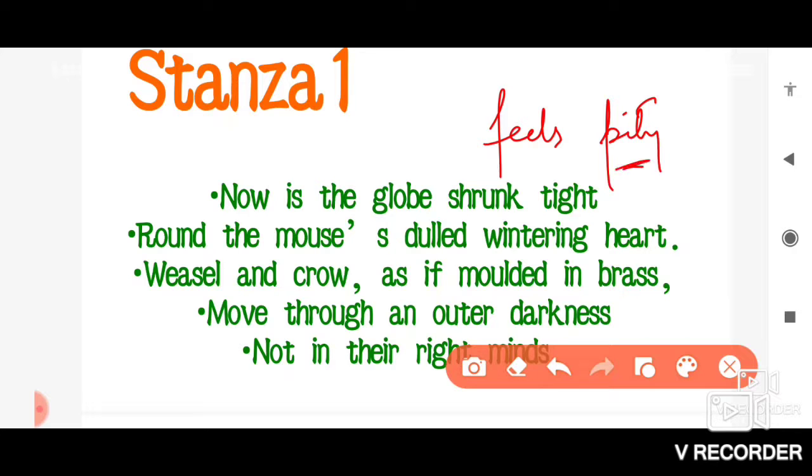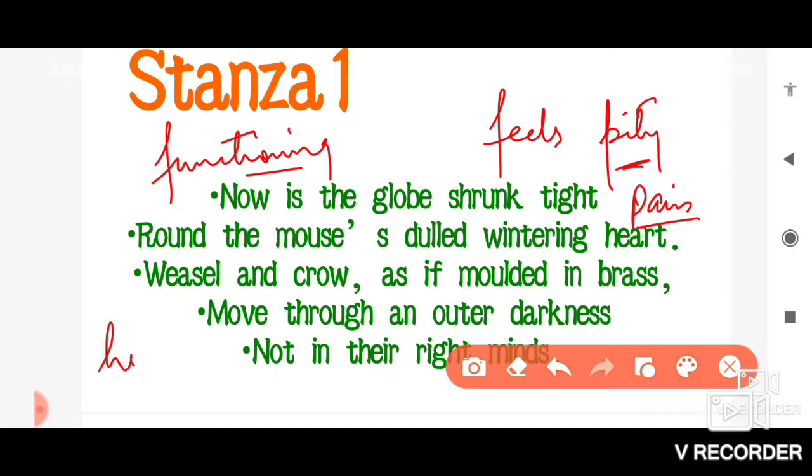So the poet feels pity at its plight, at its pain that it is made to go through because of winters. Not only that, its functioning is reduced. The functioning of the mouse is also reduced. Its heartbeat is also reduced. And finally, what happens to it? The mouse also goes into hibernation.